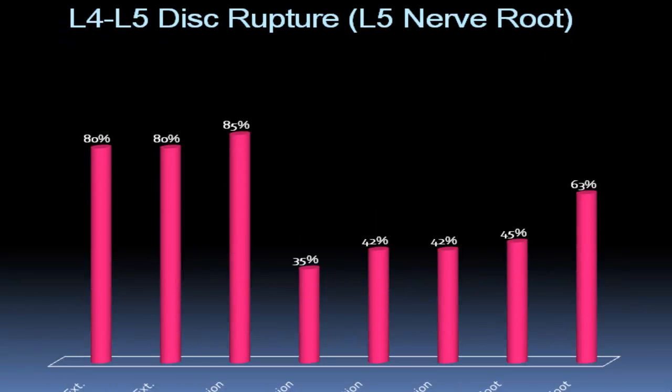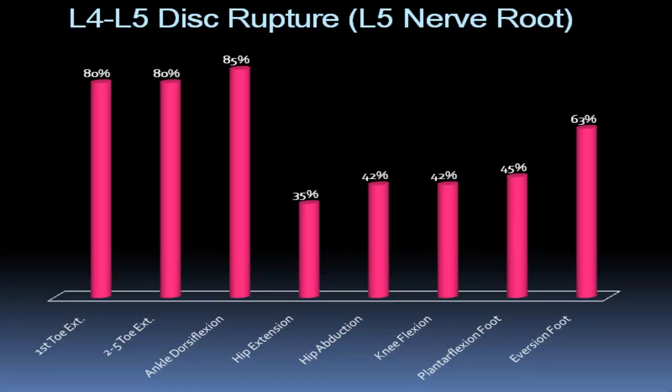Here are the findings for L5 involvement. Again, no initial surprise of weakness in first toe dorsiflexion, called extension here, but equally affected are dorsiflexion of all the toes and of the ankle. 63% of patients had weakness of eversion of the foot. Again, most clinicians would simply test dorsiflexion of the first toe. Now, heel walking might catch weakness of ankle dorsiflexors.